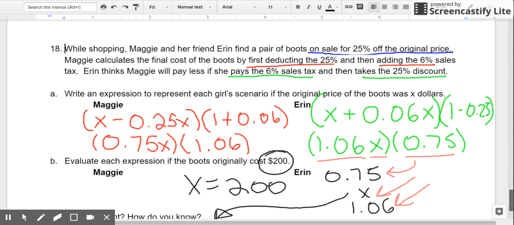Because of the commutative property of multiplication, which says we can multiply things in any order and it won't change my final outcome, these two expressions mean the exact same thing. They're equivalent expressions. So the answer to part C is that Maggie and Erin were both right, and it doesn't matter which order we multiply in, we're going to get the same answer in the end.